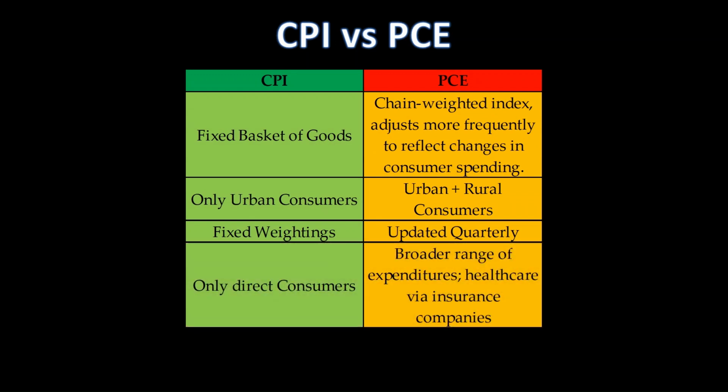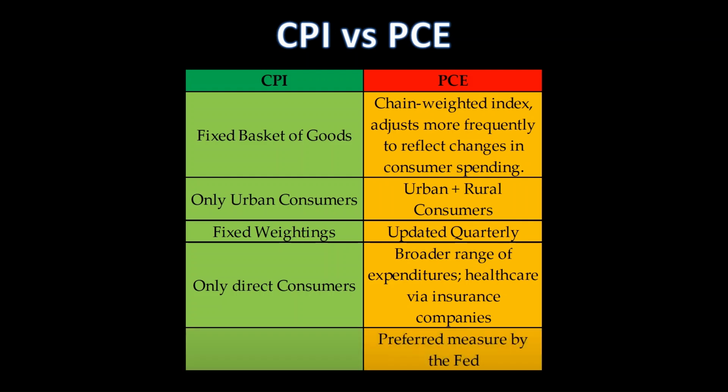The CPI only measures prices directly from the consumer. The personal consumption expenditure measures a broader range of expenditures, such as healthcare charges through insurance companies. So it's a more comprehensive view of our consumer prices. And then finally, the PCE is the preferred measure used by the Fed. So it's certainly important to recognize the difference between the two.